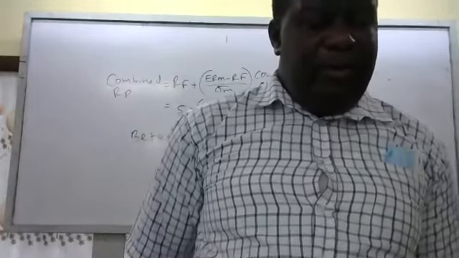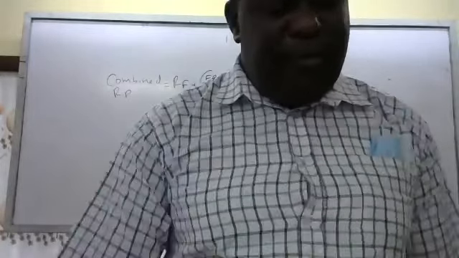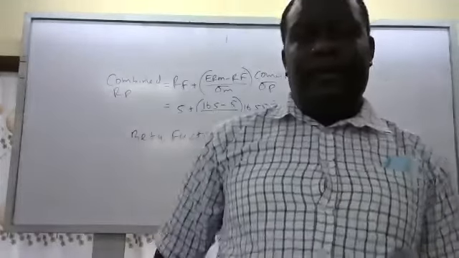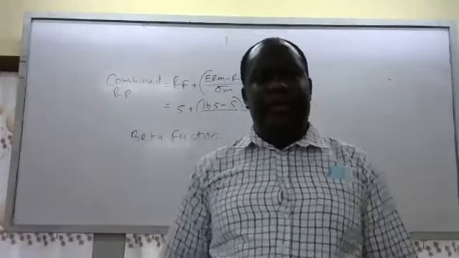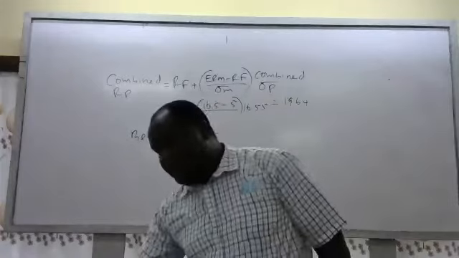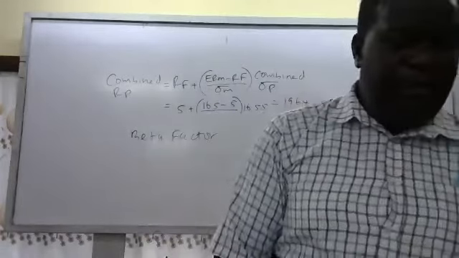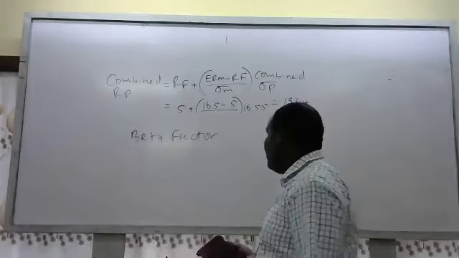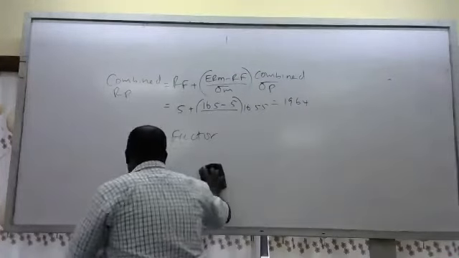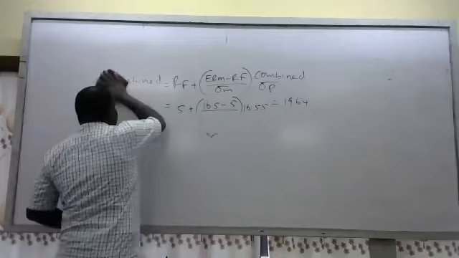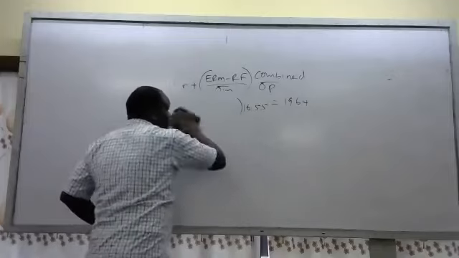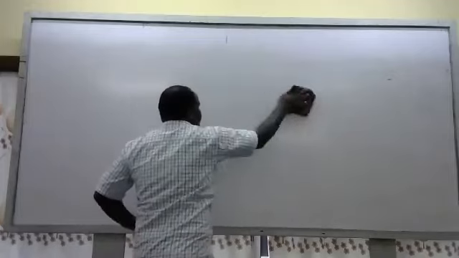Then we continue by noting that it is computed as follows. So we already have knowledge about it. We only want to know how to compute that particular beta factor.